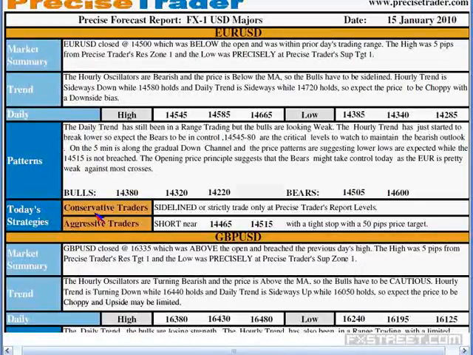So for conservative traders, you basically stay sideline or strictly trade at the report levels. And for the aggressive traders, you can short near 144.65 or even 145.15 with a tight stop and a 50 pips profit target. So these are the trading tips which we generally give on the FX Street website, whereby you can use it, right? So after you read this, I think you have a rough figure of what is to be expected for the day and what is to be looked forward to. So overall I'm looking for a shorting opportunity.